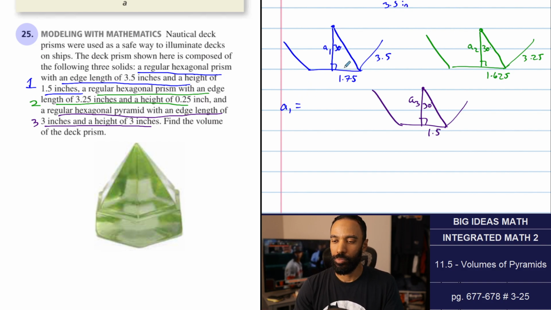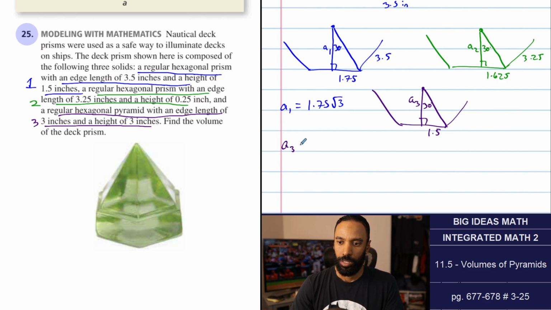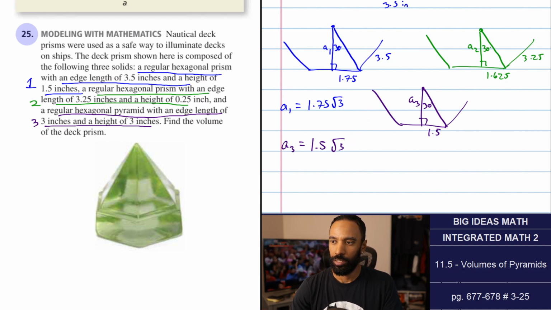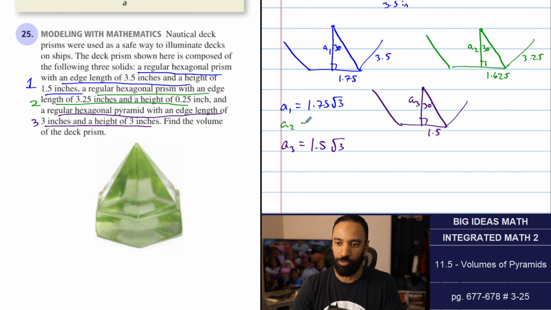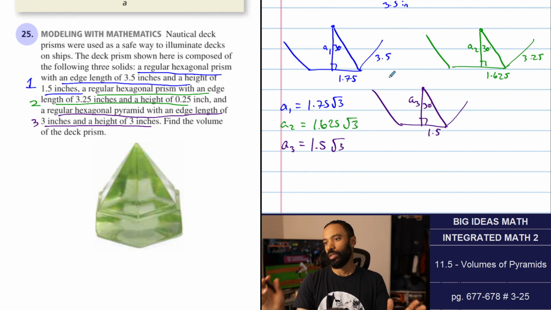Okay. So the first one right here, 30, 60, 90, this apothem is going to be root 3 times larger than that one, so 1.75 root 3. This one is going to be 1.5 root 3. And then this one is going to be 1.625 root 3. So they all have that same kind of root 3 thing going, right?